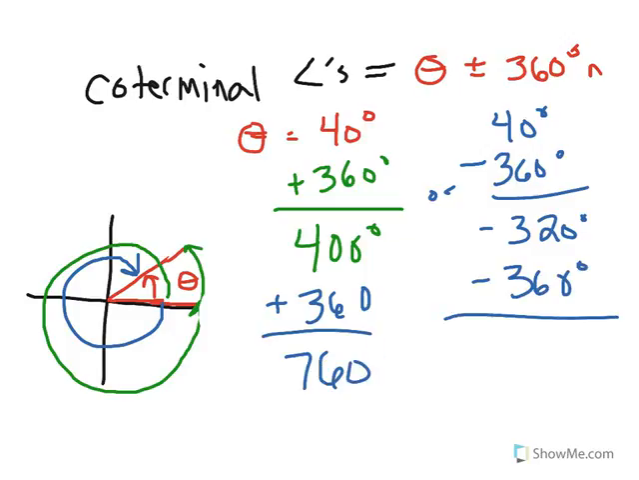So I can have a 760 degree angle, which means I basically went around twice. Or I can go backwards another full 2 rotations, ending up going negative 680 degrees. And that's the basics of an angle.